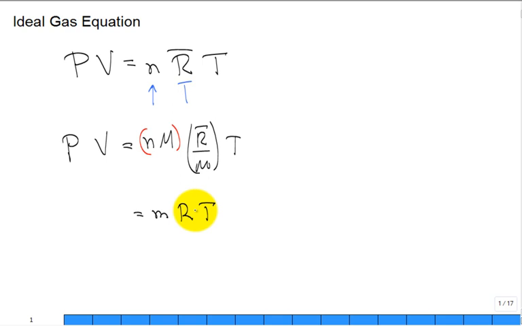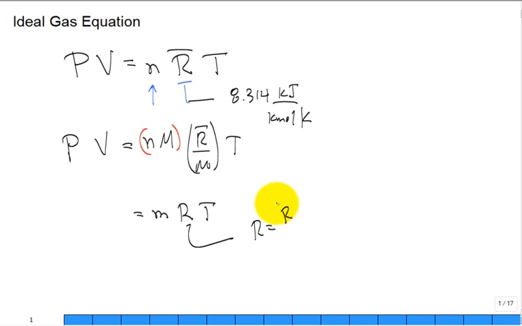So right away, you look, and it's cap R, but is it with a bar on top or not? If it's with the bar on top, then it's 8.314 kilojoules per kilomole Kelvin. If it's the R without, it depends on the gas. What is the value? R is defined as R bar divided by molar mass of the gas.